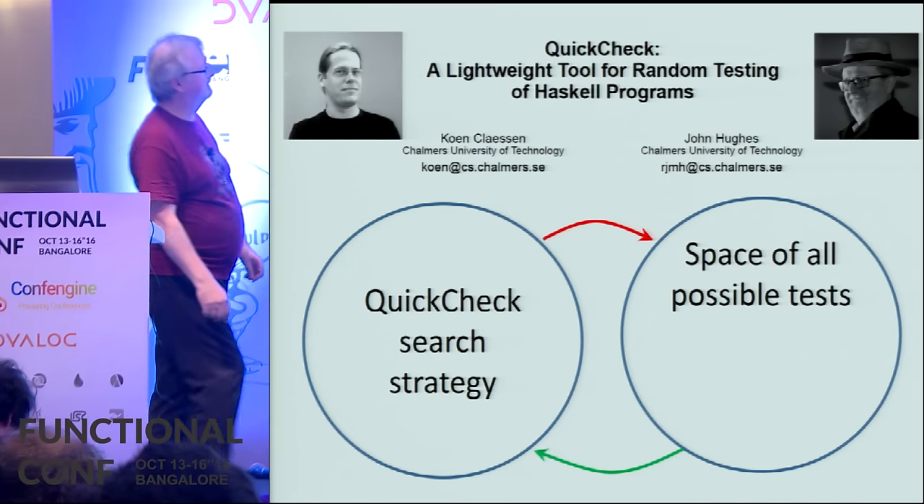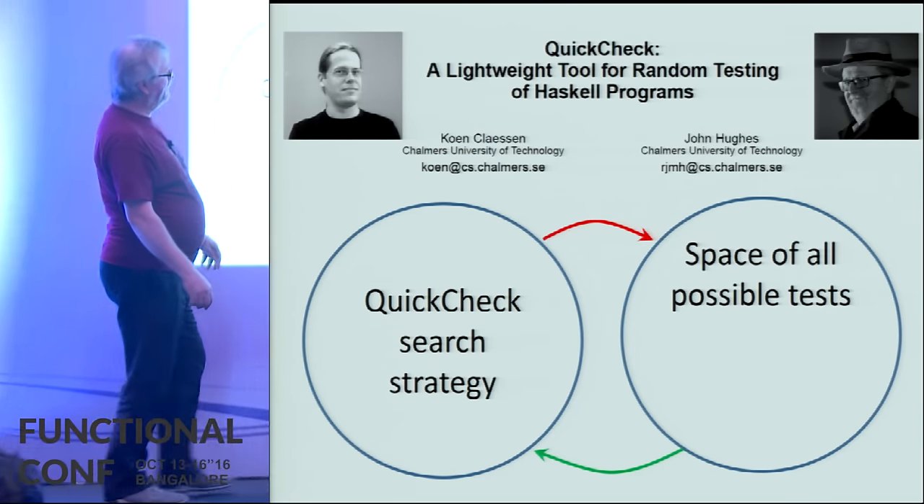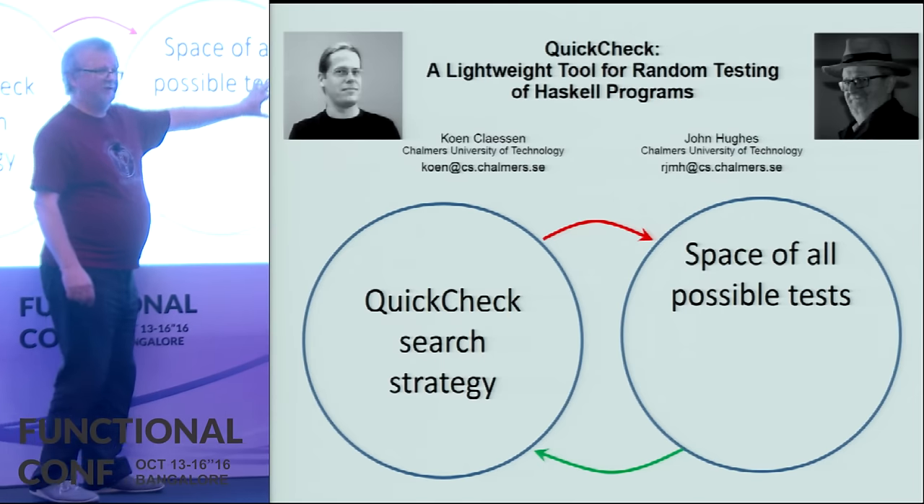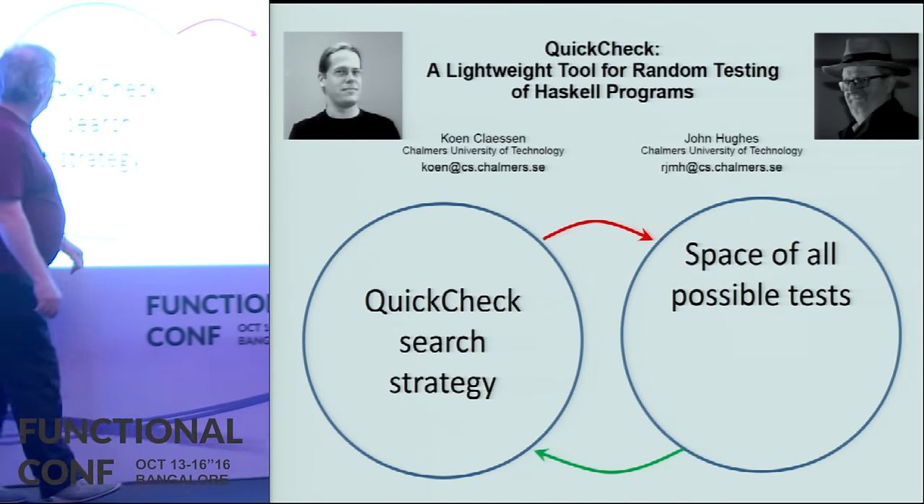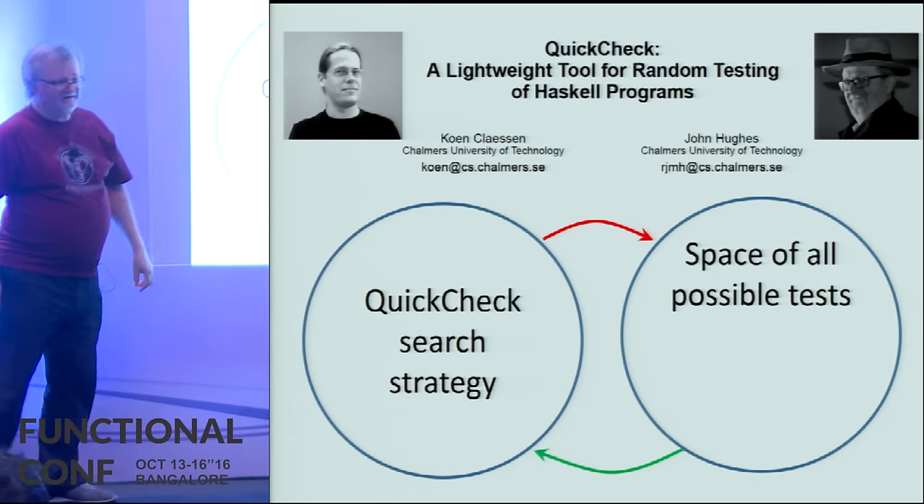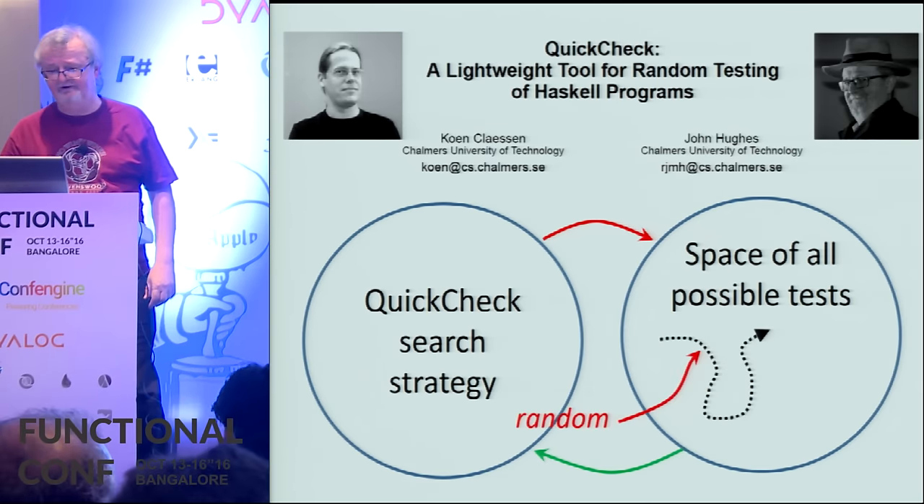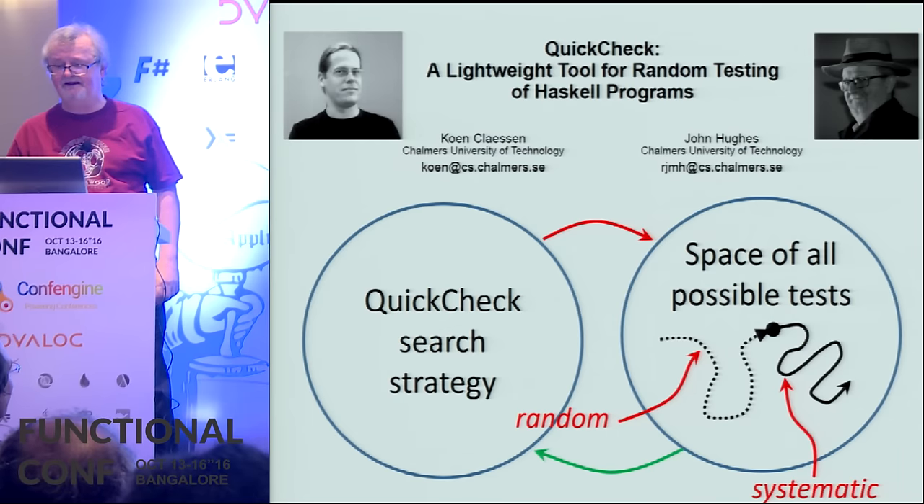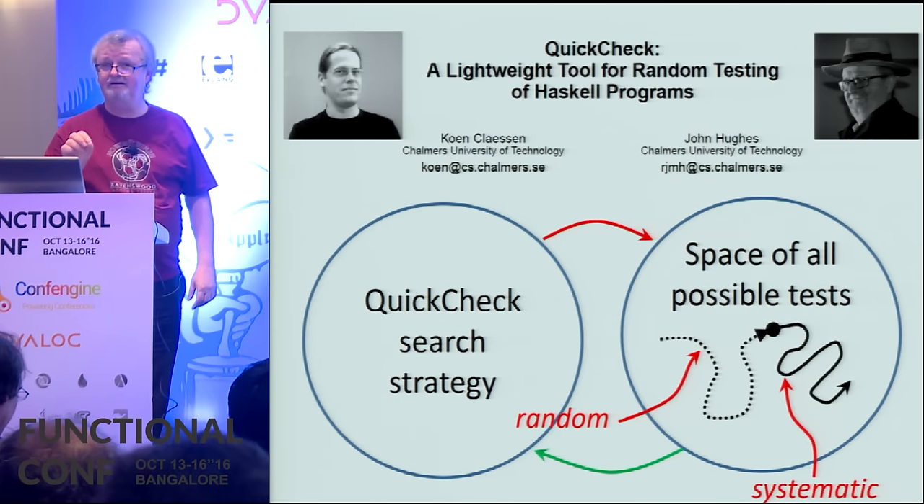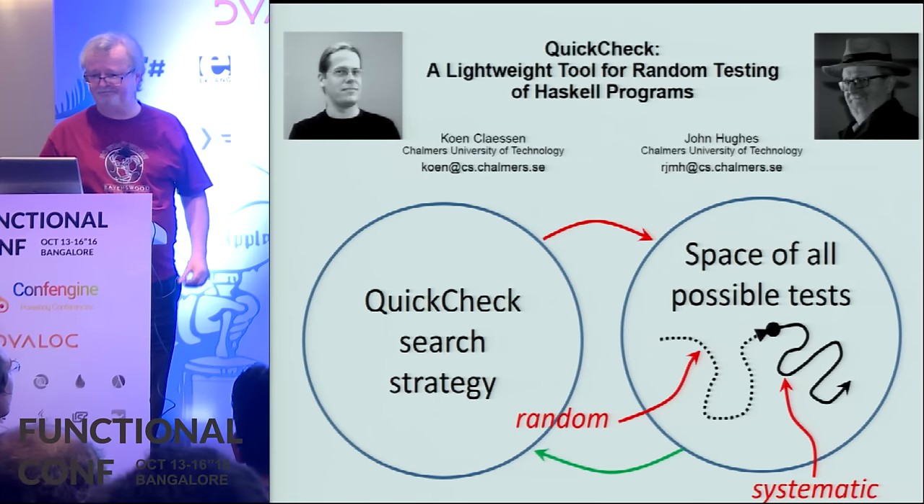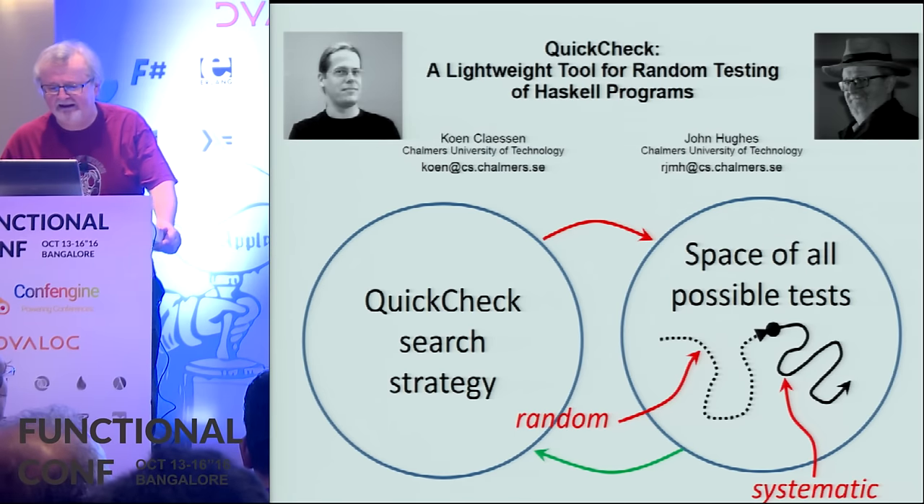So how does it work? Well, the property defines a space of all possible tests. And then the QuickCheck search strategy is the consumer that traverses that space, running the tests, first of all at random, and then systematically to find the smallest possible case.